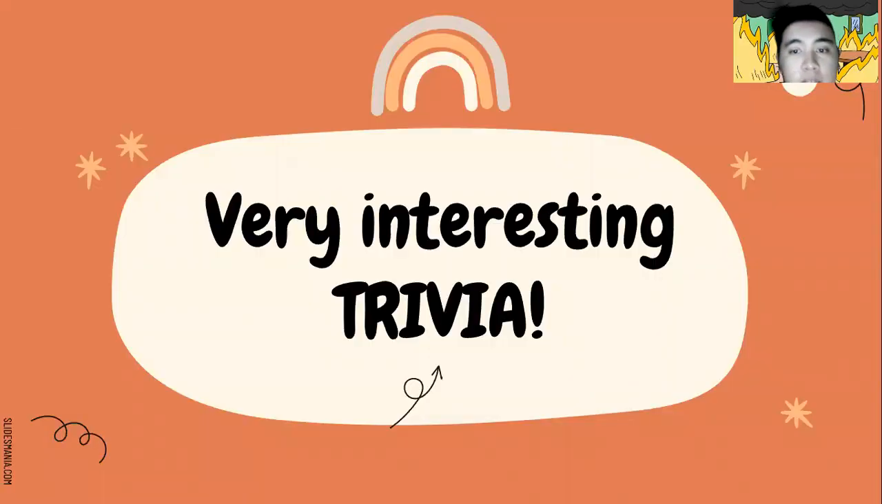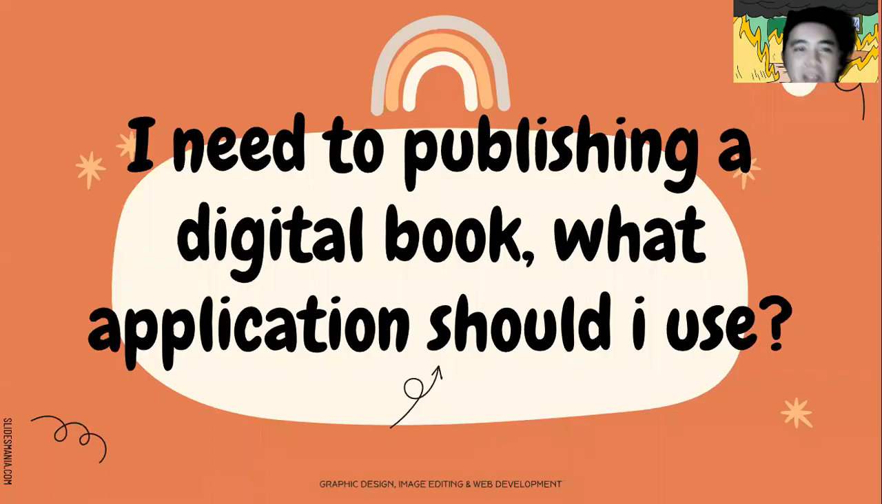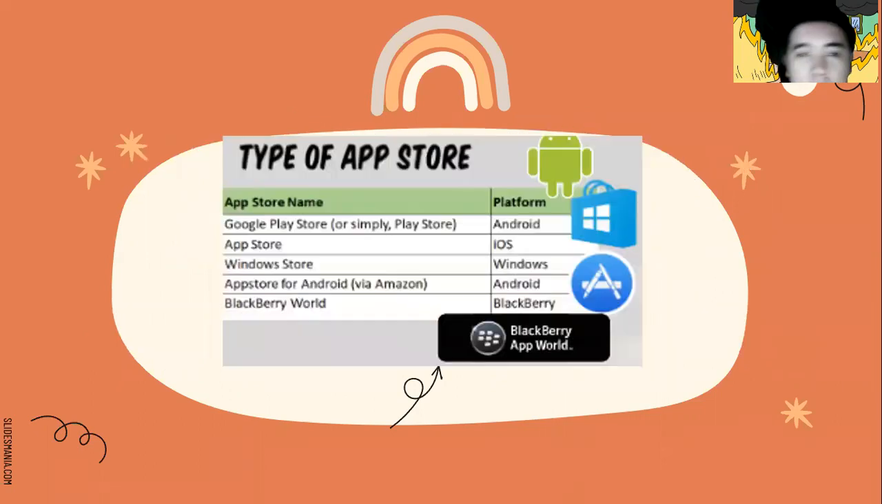There's a very interesting trivia: in a problem, we should think about the solution. It's easy when you think very carefully. So I need to publish a digital book. What application should I use? For me, I recommend graphic design, image editing, and web development.